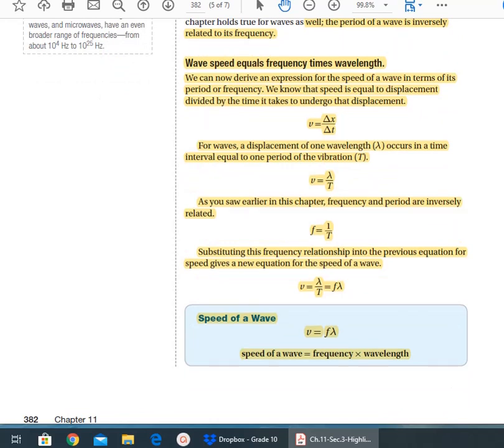Now recall the speed formula, which is displacement divided by time interval. In waves, what matches displacement is the wavelength, because if you remember, the highest point or lowest point is technically displacement from the rest position. Delta t is represented by period. If you divide a wavelength by period, you will calculate the speed of the wave.